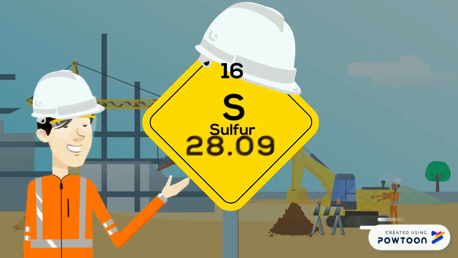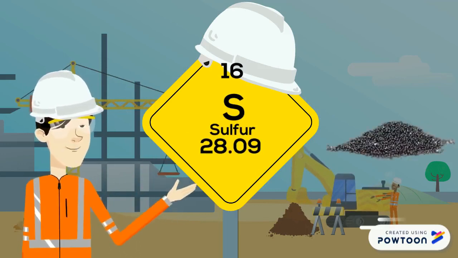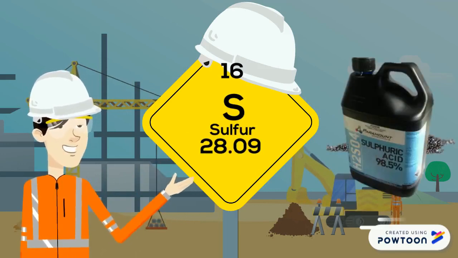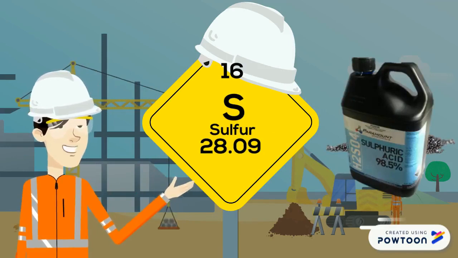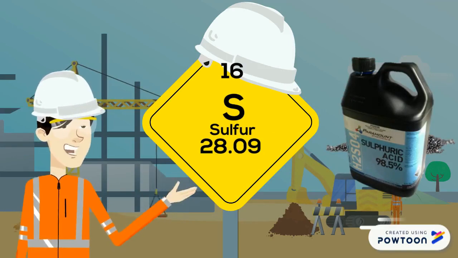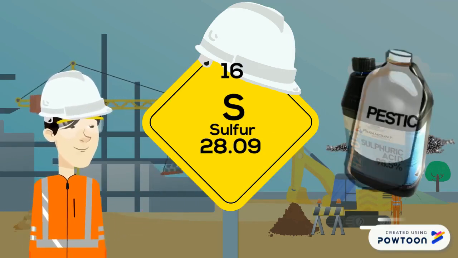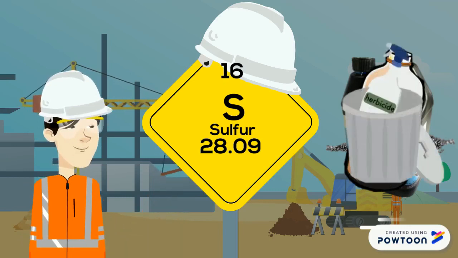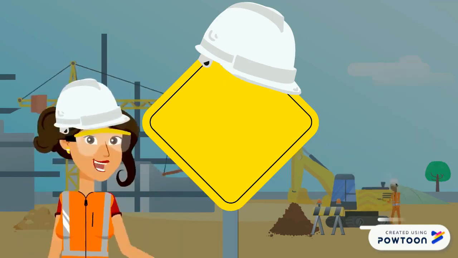Sulfur is used in the vulcanization of rubber, as a fungicide, and in black gunpowder. Most sulfur is used in the production of sulfuric acid, which is perhaps the most important chemical manufactured by Western civilizations. Pesticides and herbicides that we use in the house are produced with the use of sulfur.